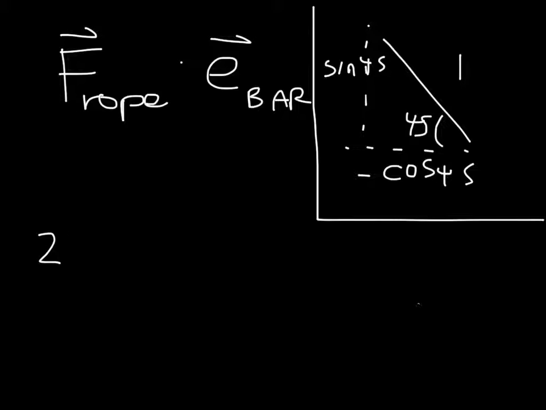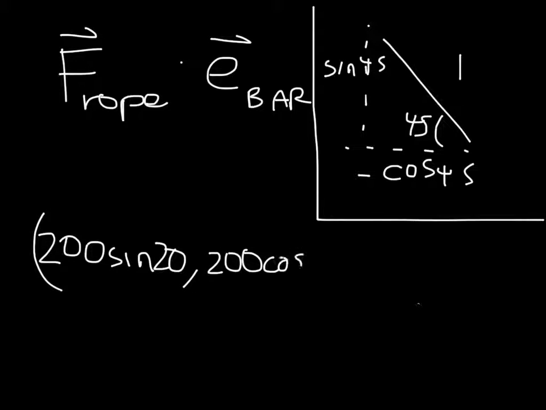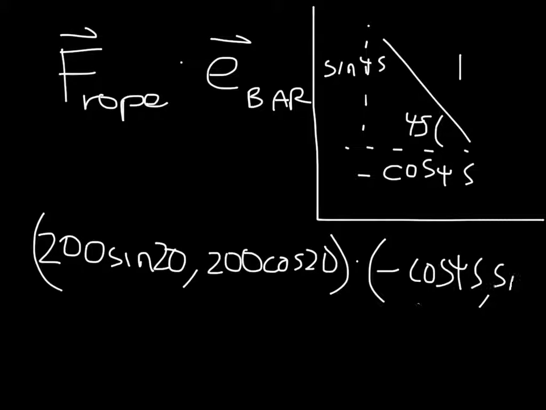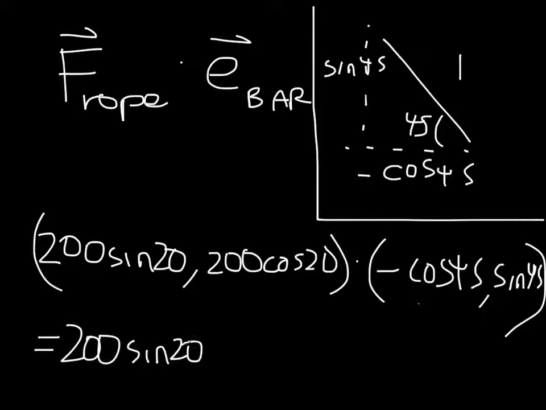So if we do this, remember we have 200 sine of 20, 200 cosine of 20 dot negative cosine of 45, sine of 45. So what that is is 200 sine of 20 times cosine of 45 plus 200 cosine of 20 times sine of 45.